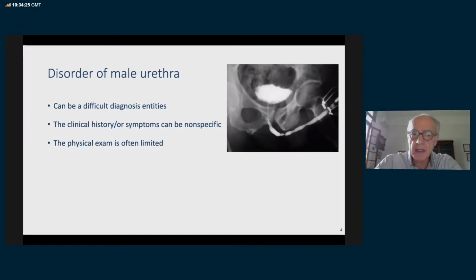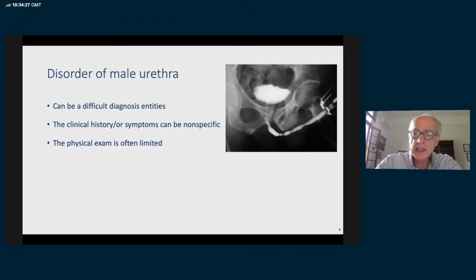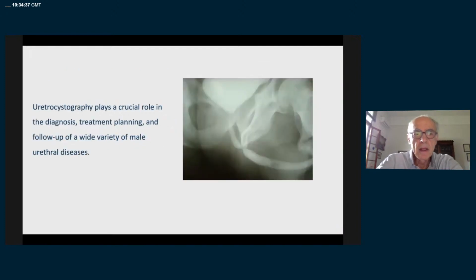Disorders of the male urethra can be difficult diagnostic entities. The clinical history or symptoms can be non-specific, and the physical exam is often limited. Urethrocystography plays a crucial role in the diagnosis, treatment planning, and follow-up of a wide variety of male urethral diseases.